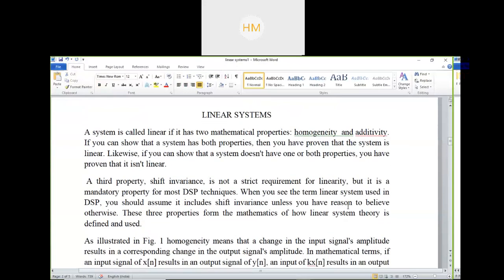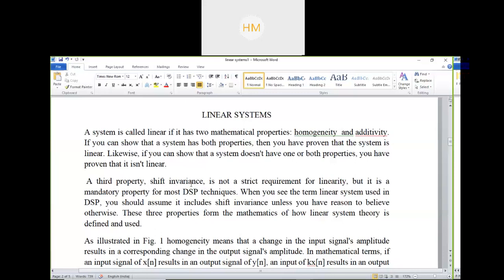A very basic system, DSP. All the DSP processors will have this kind of system. This means it should have the property of homogeneity and additivity. Linear systems should have the property of homogeneity and additivity. If it is having only one of them, then it is not a linear system. The third property to be a linear system is shift invariance.